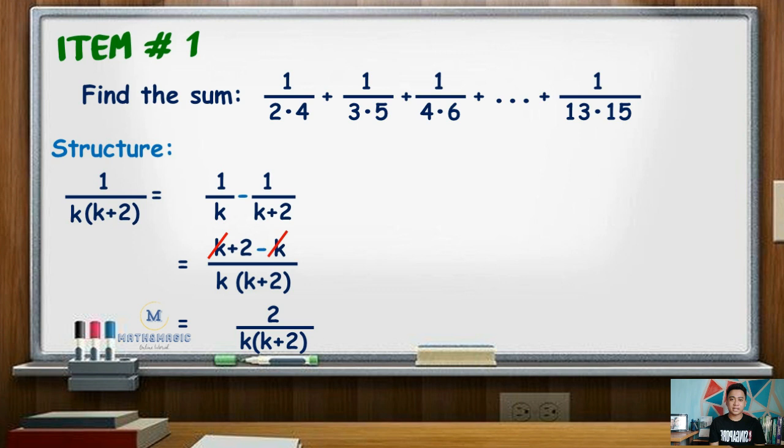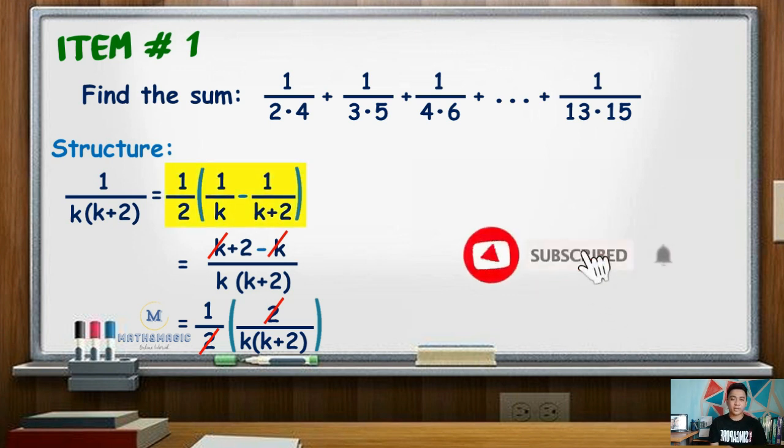But as you have noticed, that is still not the same with the initial structure, which is 1 over k times k plus 2. So what we need to do is to multiply any constant value. So in this case, that is 1 half. Multiplying 1 half will yield 1 over k times k plus 2. This equation is equivalent to 1 half of quantity 1 over k minus 1 over k plus 2.